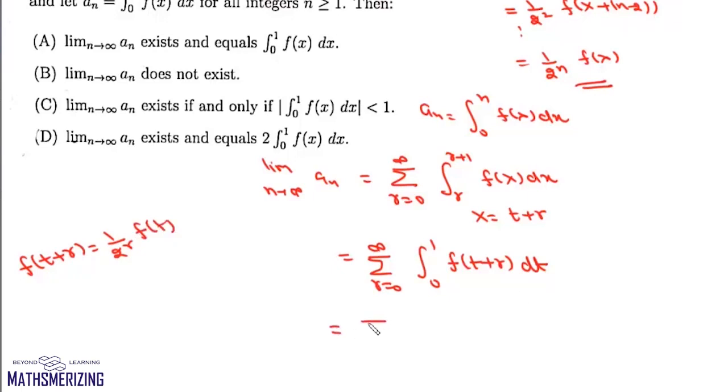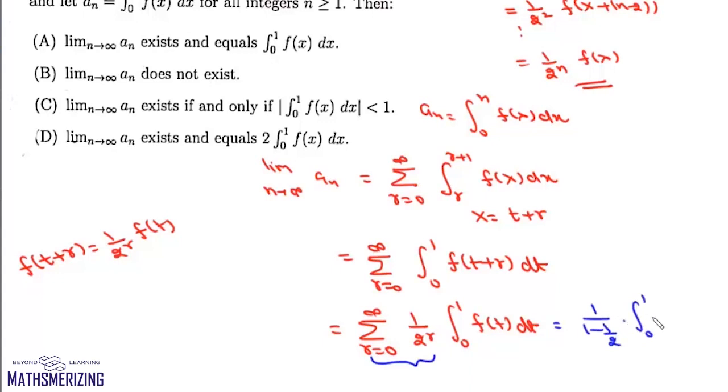So it will be this summation r varies from 0 to infinity of 1/2 to the power r, then this integral from 0 to 1 of f(t) dt. Now this is nothing but an infinite GP. Now the sum of this GP will be a upon 1 minus r into this integral from 0 to 1. Now f(t) dt is the same as f(x) dx. So we can write this as 2 times this integral from 0 to 1 of f(x) dx, and that's your option D.